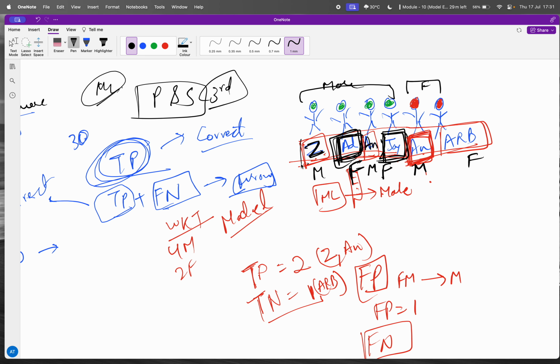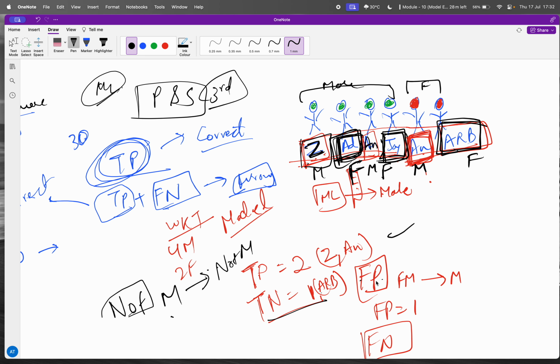How many are there? Two, right? Zibrahim and Aniket. Then true negative means not male and marked as not male. That person is not male and marked as not male. So who is not male? Aishwarya Rai Bachchan. And who is marked as not male? Aishwarya Rai Bachchan, because Anushka is marked as male, right?